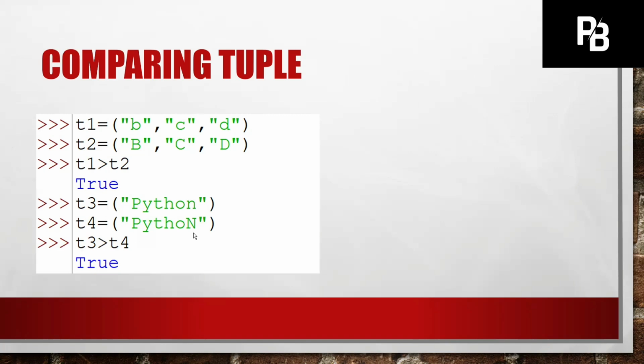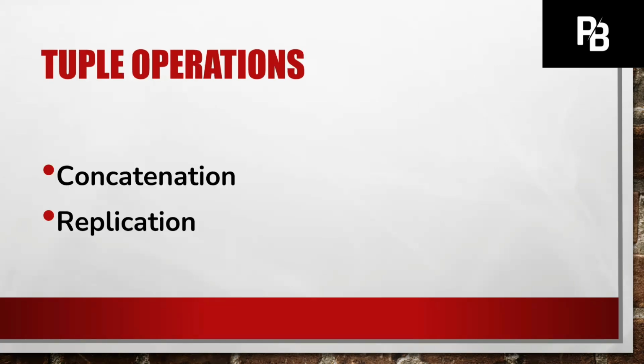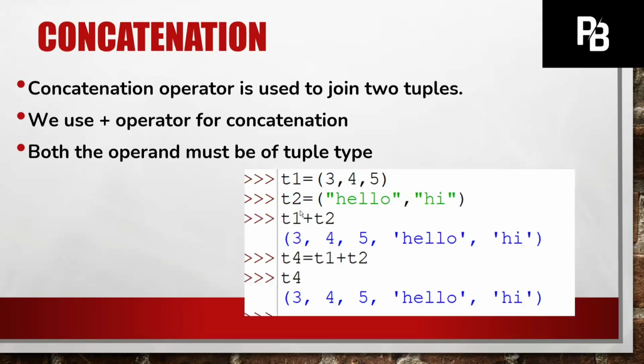Okay, students. Next, we have tuple operations. We have two tuple operations, students. One is concatenation and the second one is replication. So we start with concatenation, student. What is concatenation? The concatenation operator is used to join two tuples.